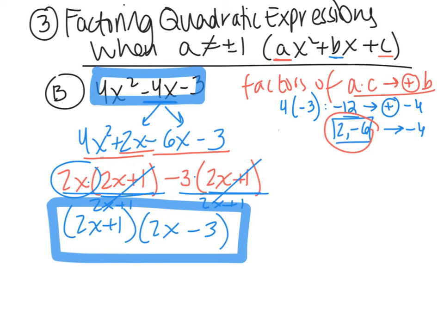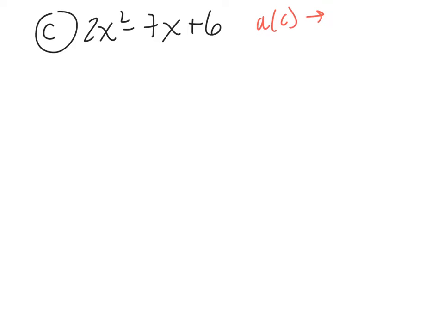All right, one more example for 3. And that would be example C. 2x squared minus 7x plus 6. So immediately you see a is not 1. I can't factor out a 2 to make a 1. So immediately you jump into the a times c, adding up to b. So a is 2, c is 6. So I need factors of 12 adding up to -7.